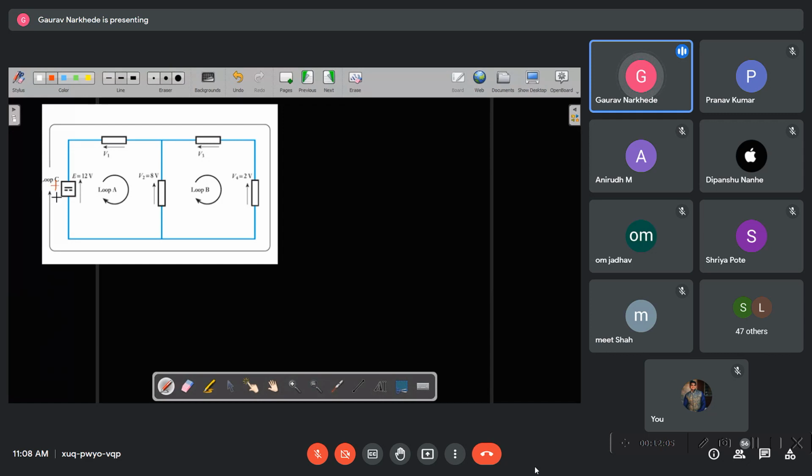Can I say this is plus minus? How much is the voltage? 12 volts. Okay. What is V1? V1 is this thing. Correct. This is V1. And V3 we need to find. V2 is equal to 8 volts. So I can say this is 8 volts, plus minus, and this is plus minus.